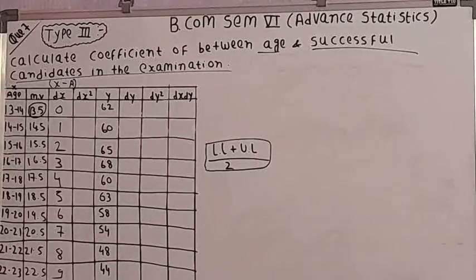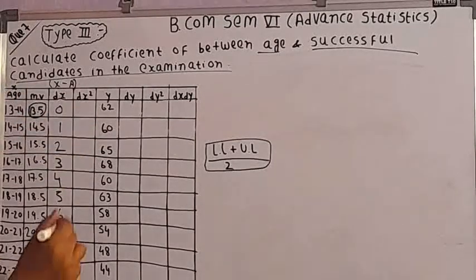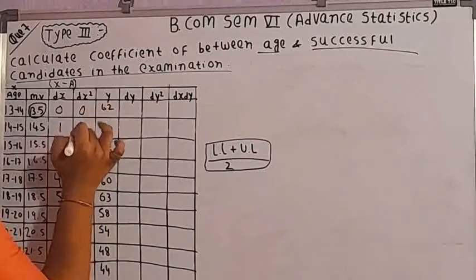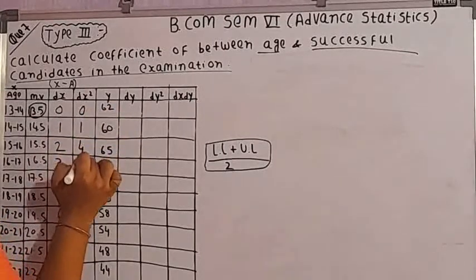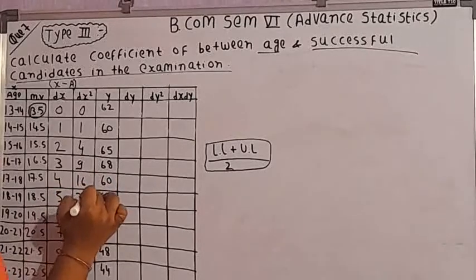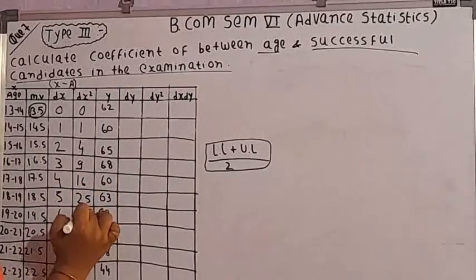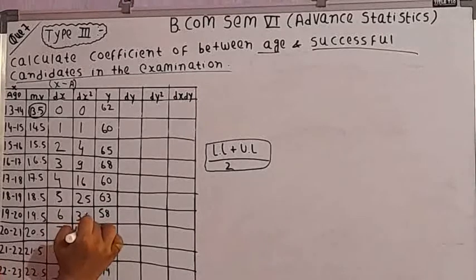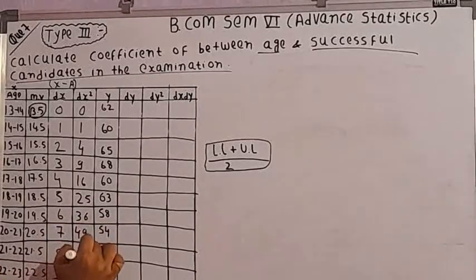Now what is the next column? Dx square. How will we calculate dx square? It's dx into dx. 0 into 0, 0. 1 into 1, 1. 2 into 2, 4. 3 into 3, 9. 4 into 4, 16. 5 into 5, 25. 6 into 6, 36. 7 into 7, 49. 8 into 8, 64. And 9 into 9, 81. So this way we have completed the dx square column as well.